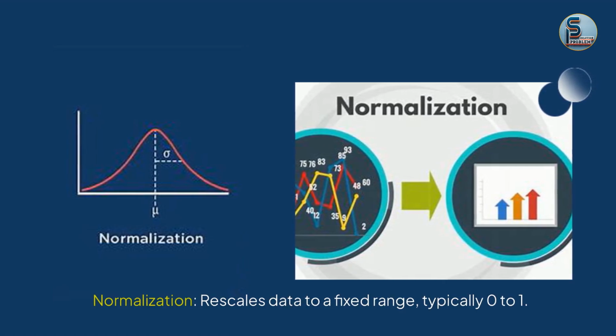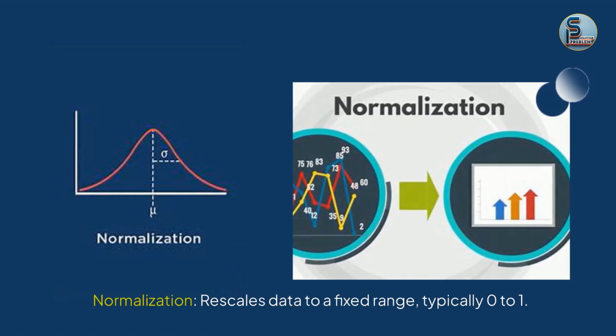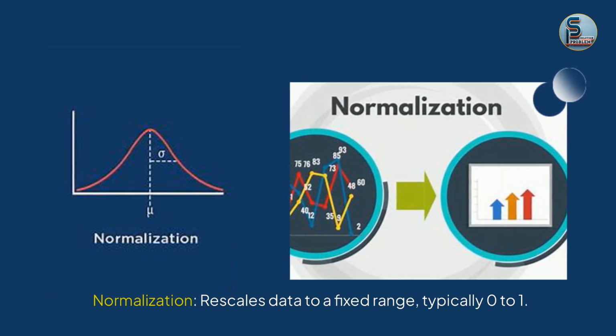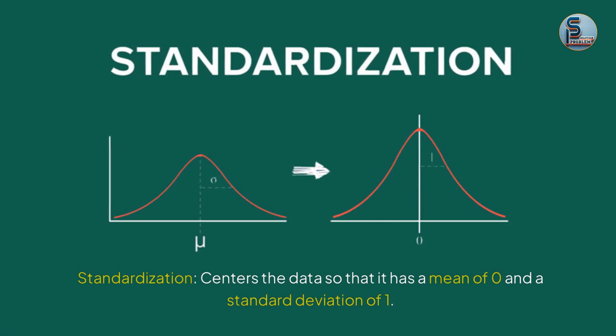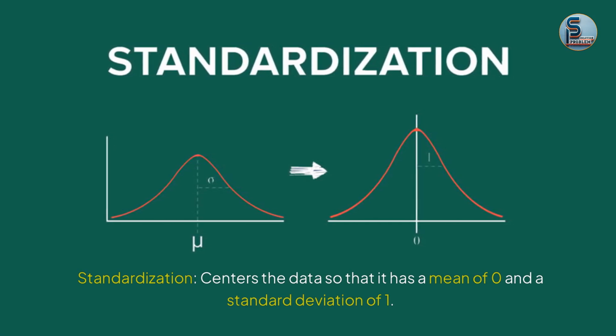Normalization rescales data to a fixed range, typically 0 to 1. Standardization centers the data so that it has a mean of 0 and a standard deviation of 1.